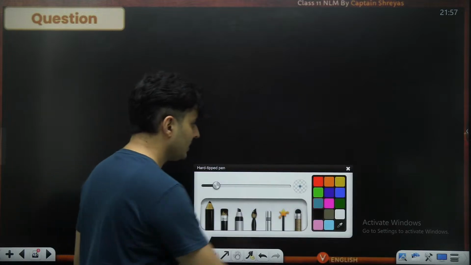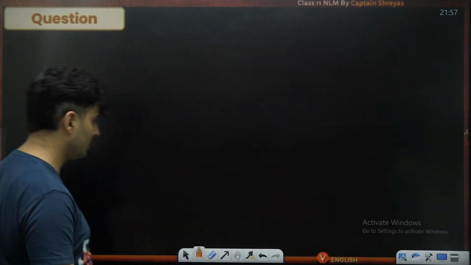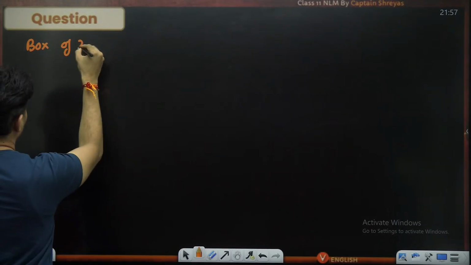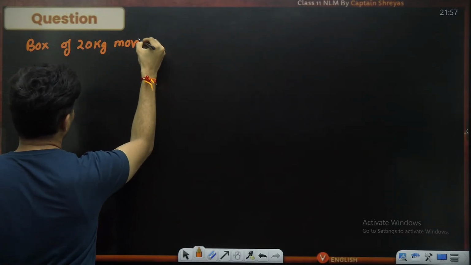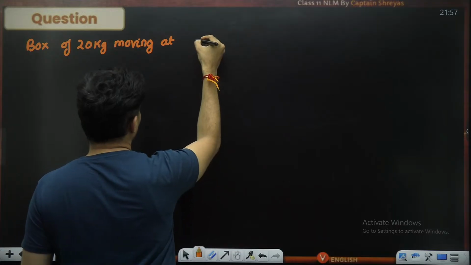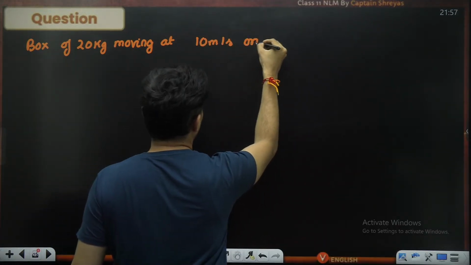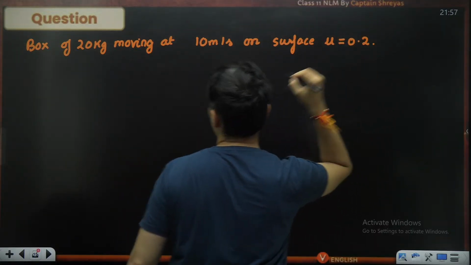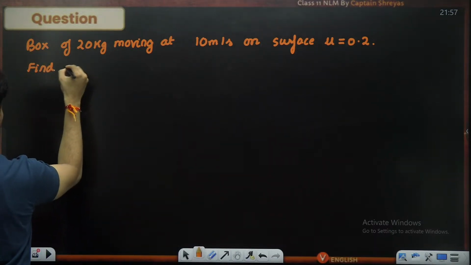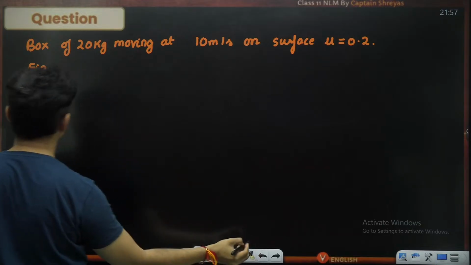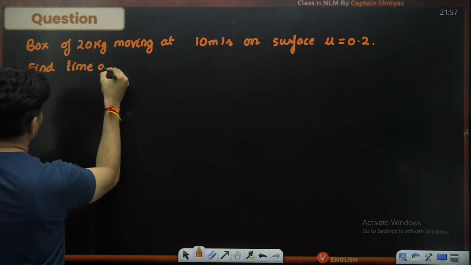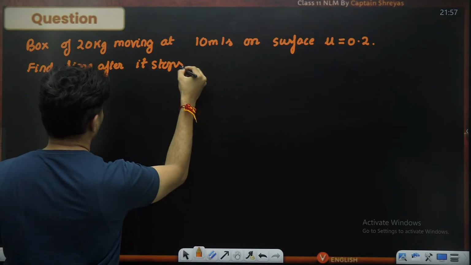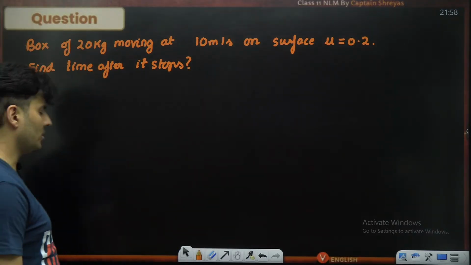All right. So let's think of another question coming up on your screen, and here it comes. Imagine it's told that there is a box of 20 kg moving at 10 meters per second on a surface whose roughness is 0.2. The question is, find the time after which it stops. You can also find distance later on. So how much time does it take to stop? That is the question.